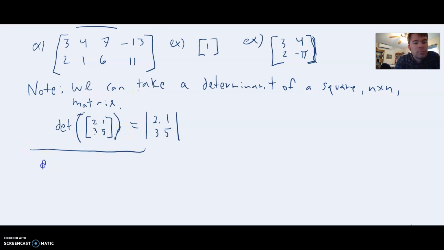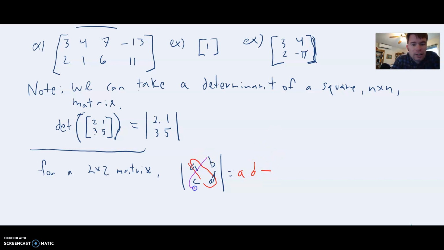So, for a 2 by 2 matrix, and again, that is square, here's how you take the determinant. The determinant of A, B, C, D equals, and what we're going to do is multiply along the diagonal. So I'm going to take this diagonal first. This is AD. And then I'm going to subtract what's on the other diagonal. So in this case, that other diagonal has this BC, so I'm going to do AD minus BC. So let's do a quick example of this so we can try out our new determinant taking skills.